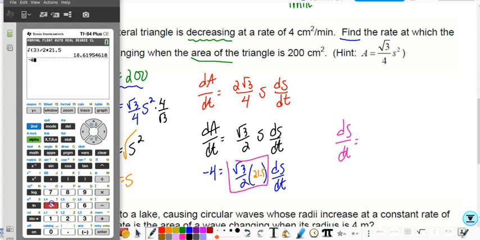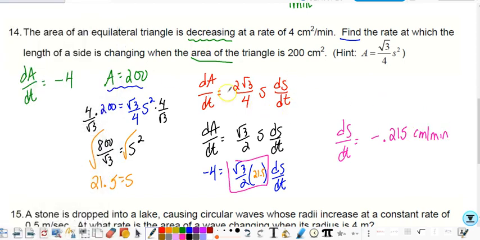We've got -4 divided by that answer is -0.215 centimeters per minute. And again, because it's the side, it's similar to a radius. The side length is just a segment. It's measured in units, not units squared, not units cubed.